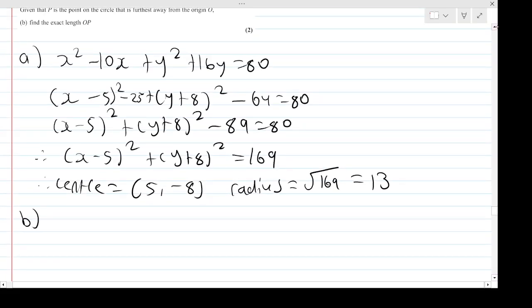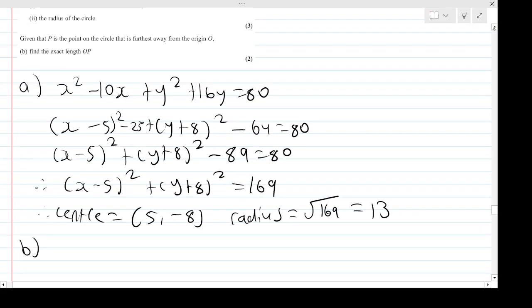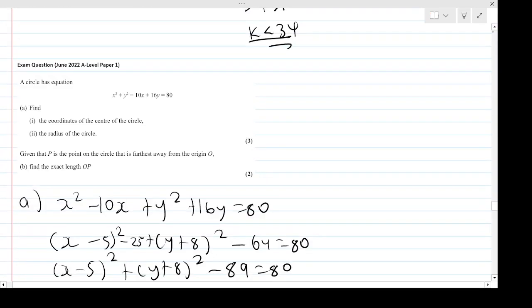Then let's have a look at part B. Again, a geometric sort of issue here. Given that P is the point on the circle that is furthest away from the origin O, find the exact length OP. Again, we should sketch this. It will help us massively. So again, let's plot the circle. Oh, awkward circle. Awkward axis even.